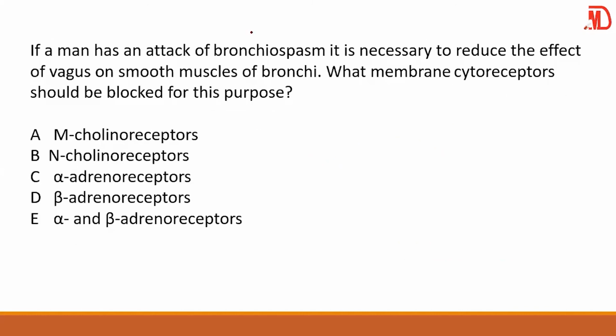If a man has an attack of bronchospasm, it is necessary to reduce the effect of the vagus on the smooth muscles of the bronchi. What membrane cytoreceptors should be blocked for this purpose? You know, people who have asthma have this kind of bronchospasm. So you have to block the receptors to relieve the bronchospasm, to relieve the person.